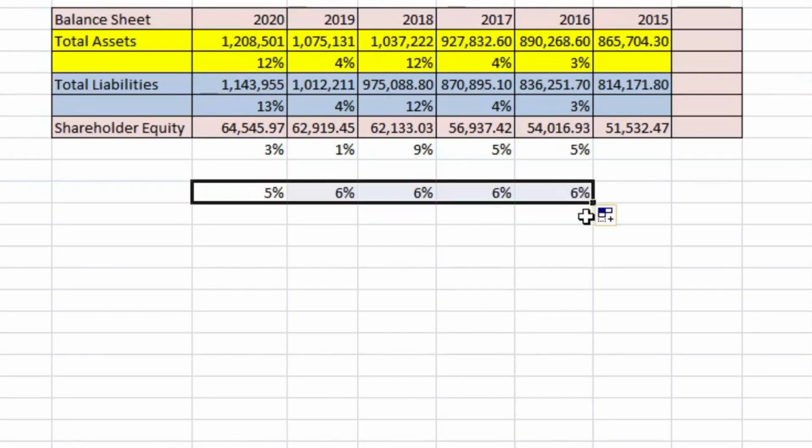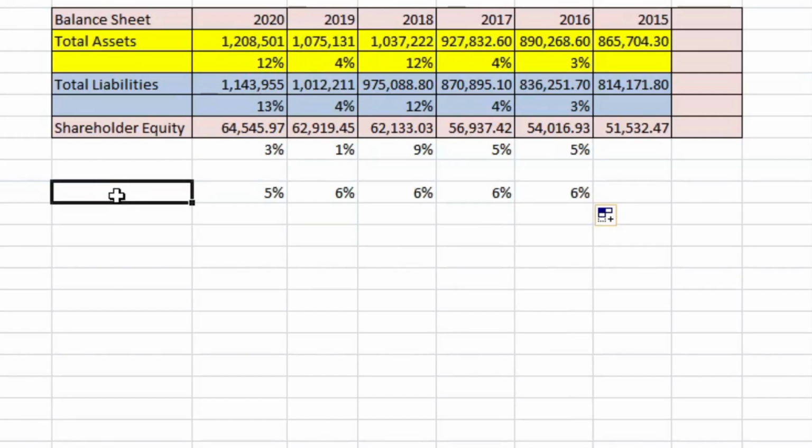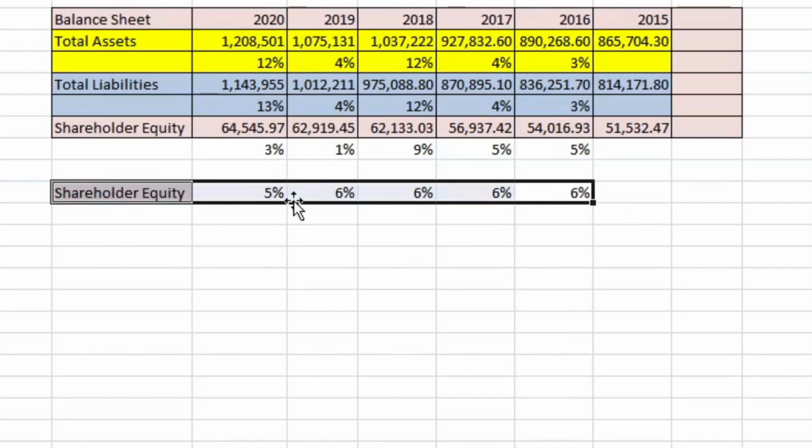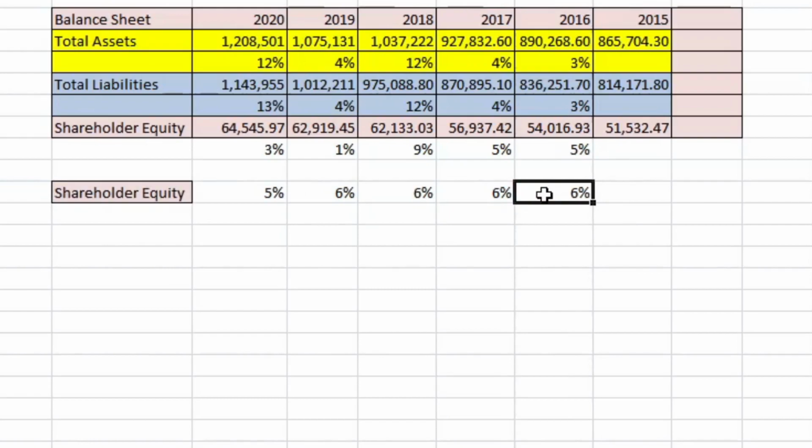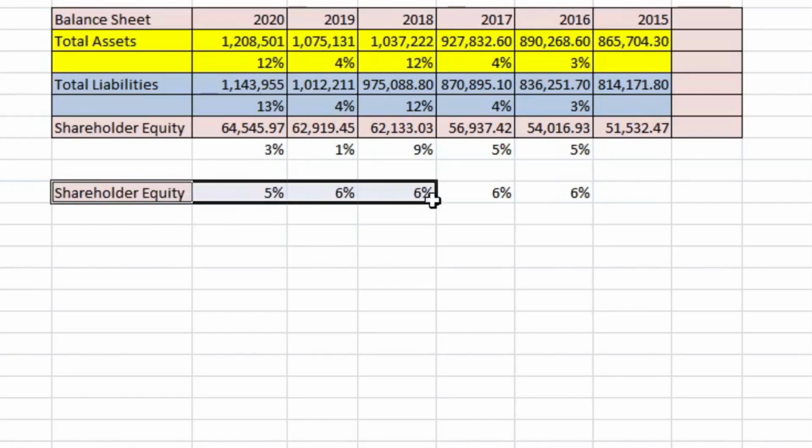So we do this and there is consistency. The shareholder equity is actually growing as well. In 2016 it grew by 6%, it further grew by 6%, and another 6% in 2018 and 2019, and 5% in 2020. So there is consistency in the growth of the shareholder equity.